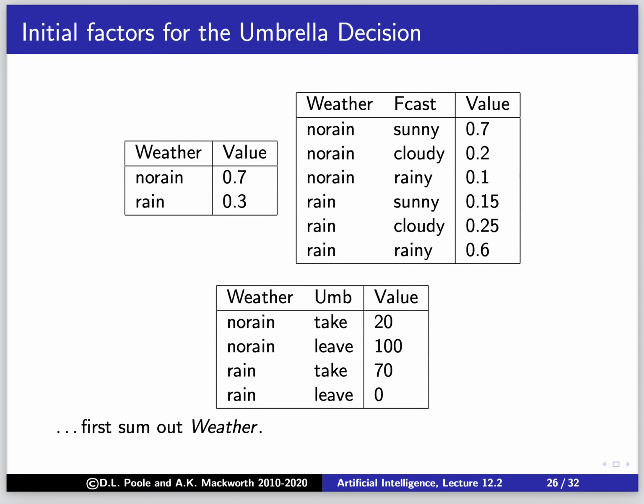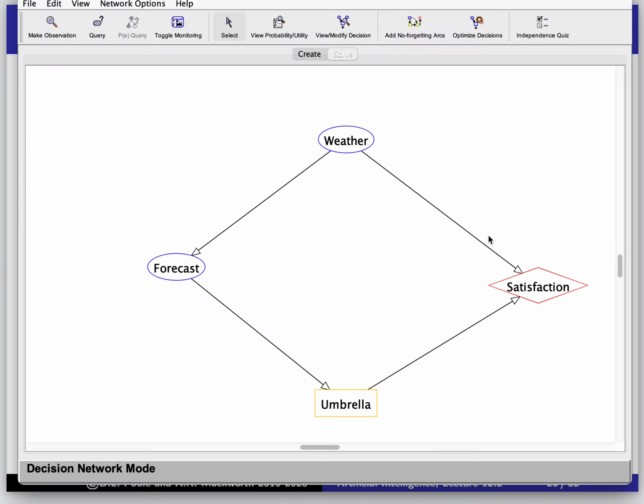Let's look at the umbrella decision. There are three factors here, and it's most useful to look at the app. There's a weather, a forecast, and an umbrella. The umbrella depends on the forecast. The satisfaction depends on the weather and the umbrella, and the forecast depends on the weather. We sum out the variables that are not parents of the decision node, so it's only weather.